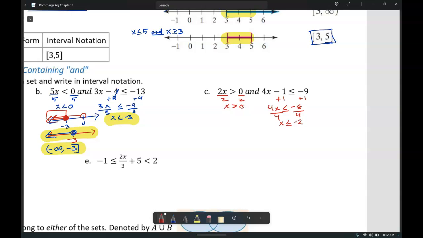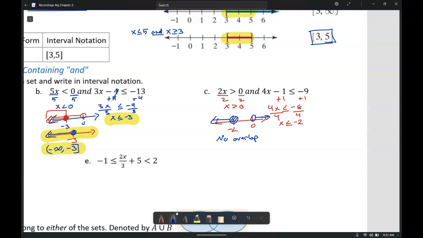We have 2. So let's go ahead and sketch our graph. We have the points -2 and 0. X needs to be greater than 0, and x needs to be less than or equal to 2. Here we see there's no overlap. So there are no values that satisfy both inequalities.